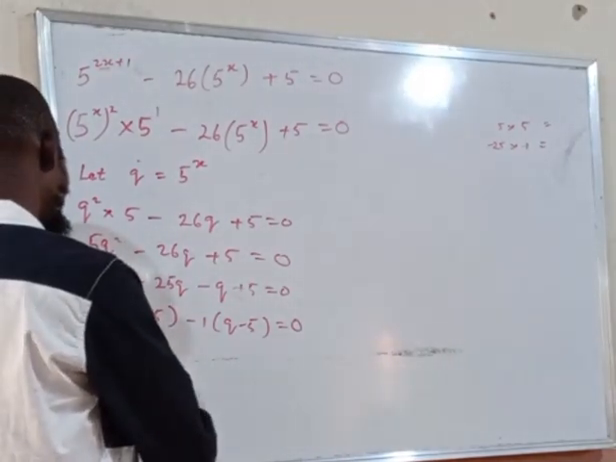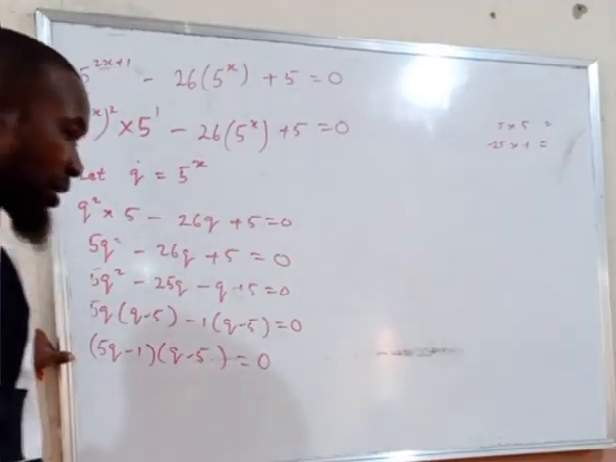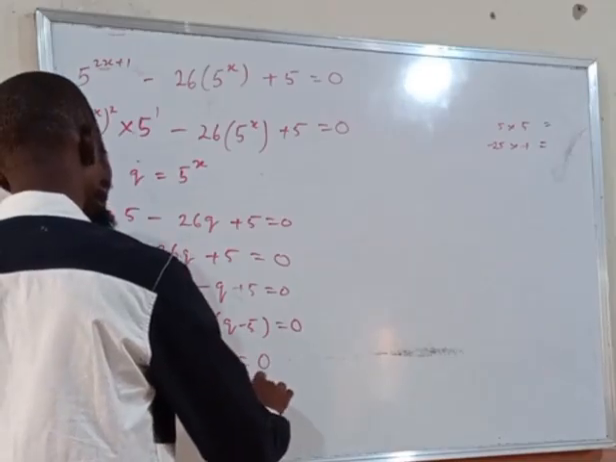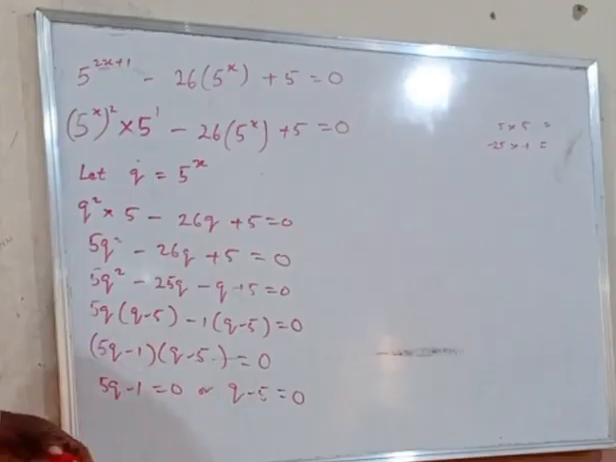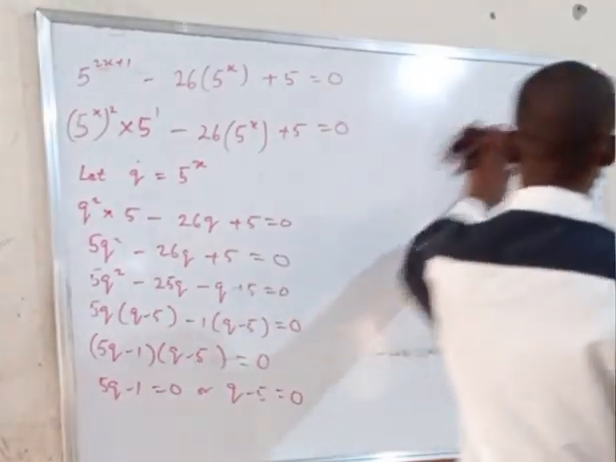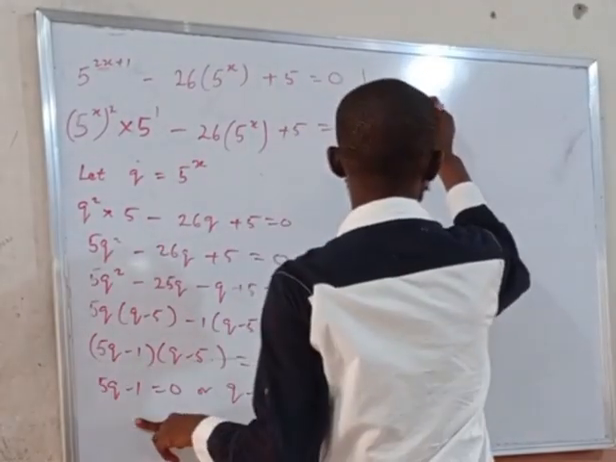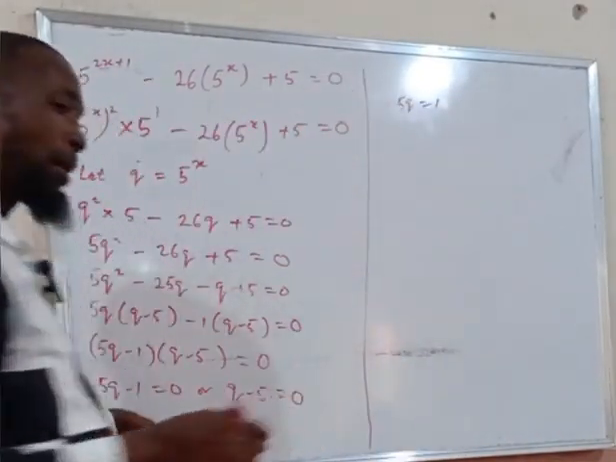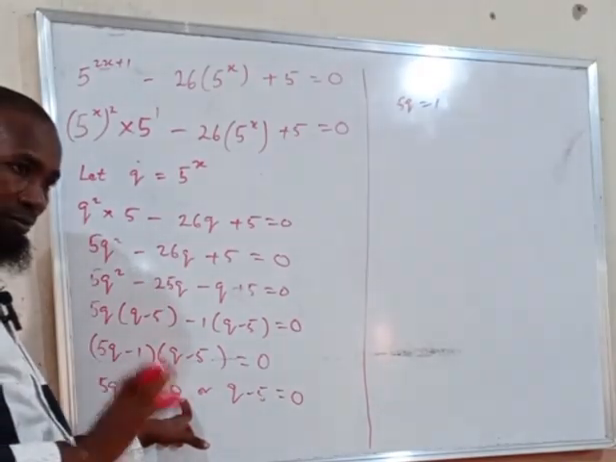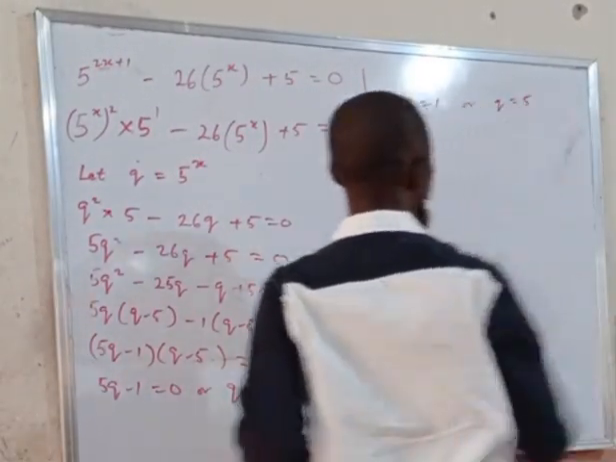So we now say that 5q minus 1 into q minus 5 is equal to what? 0. Right? That means 5q minus 1 is equal to 0, or q minus 5 is equal to what? 0. Is that clear? Now I can say that 5q is equal to 1. You know, when this one gets here, it changes to plus. 1 plus 0 is 1. Can I continue? Then here we say or q is equal to 5.